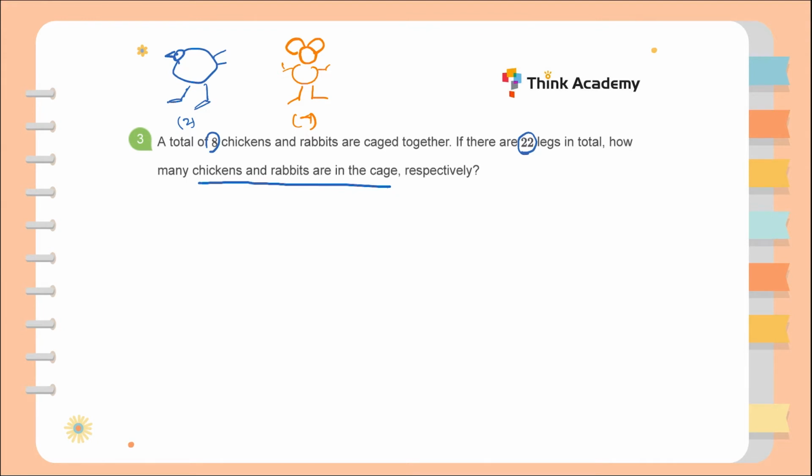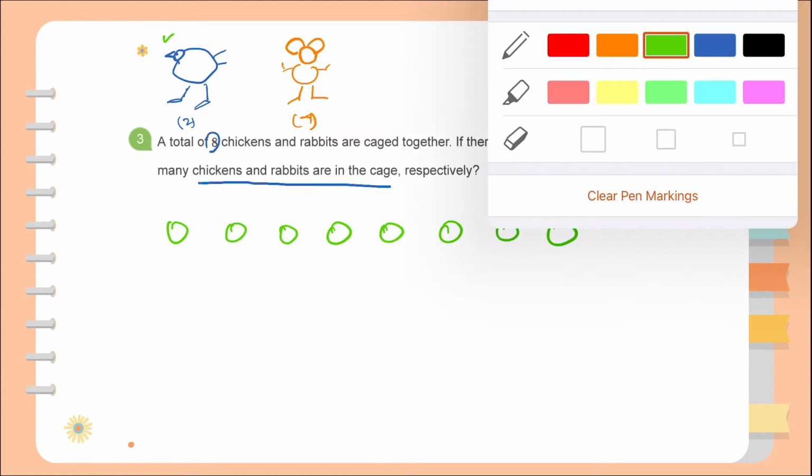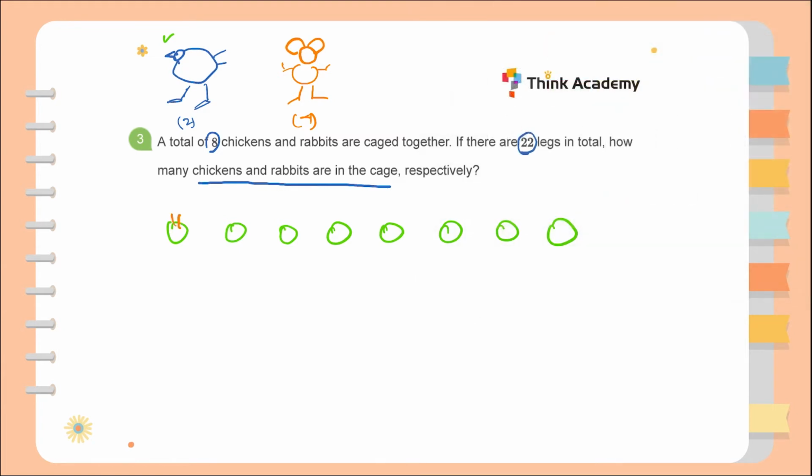So 8 chickens and rabbits. Which one is the smaller group? The one with 2 legs or the 4 legs? Very good. The chicken is smaller, right? Let's assume all of them. 1, 2, 3, 4, 5, 6, 7, 8. Let's assume all of them to be the smaller group. So which means they all have 2 legs.